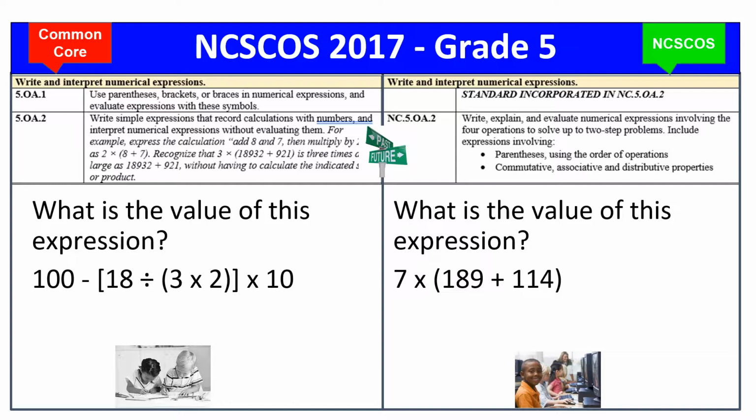5.OA.1 and 5.OA.2 have been combined into NC.5.OA.2. One notable change in the content of this standard is that students are no longer required to solve order of operation problems with brackets or braces. Parentheses are the only grouping symbols students need to use and understand. Another significant change is that the order of operations problems are now two-step only. Students are not expected to solve problems with more than 2 steps.